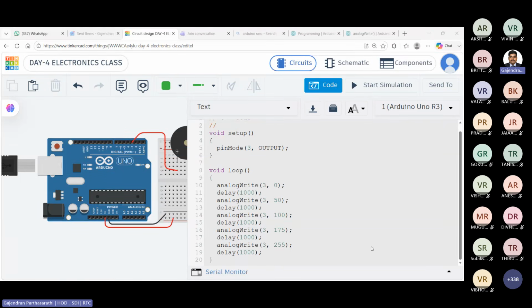Now the exercise is very simple. Use the buzzer first with the for loop, and thereby you will get the change in sound. Then use the LED to get the change in brightness. Please do both exercises.